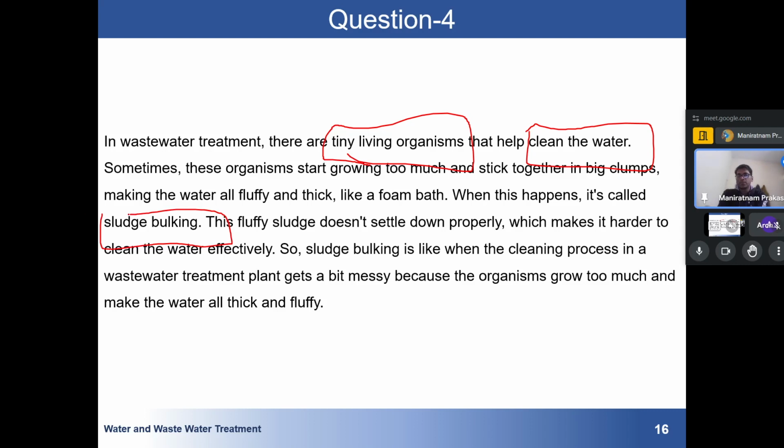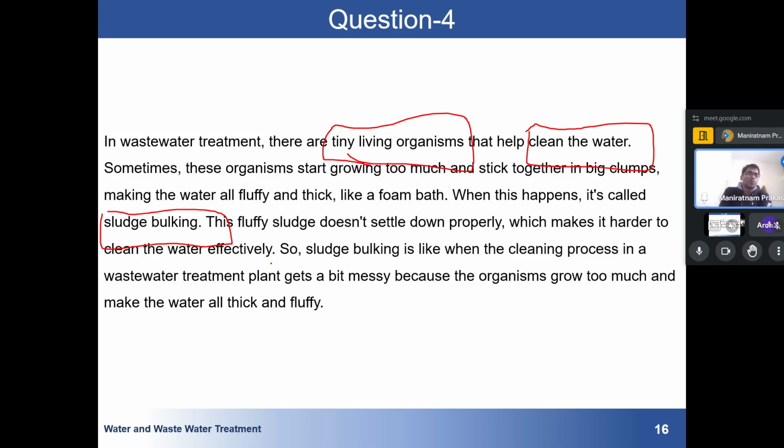Remember, the presence of microbes attaching to each other, making the water fluffy due to degradation of organic matter, is considered sludge bulking. This fluffy sludge does not settle down properly, which makes it harder to clean water effectively. So sludge bulking is like when the cleaning process in wastewater treatment gets a bit messy because the organism growth is too much and makes the water thick and fluffy.